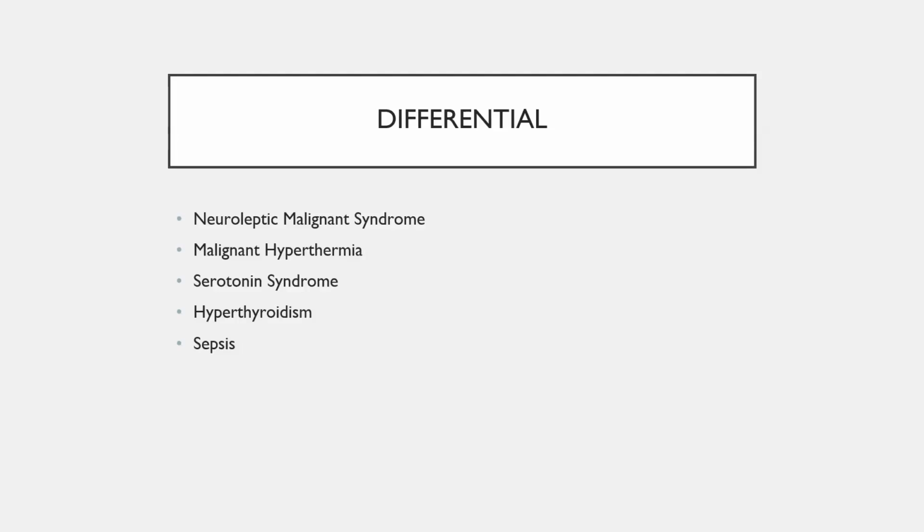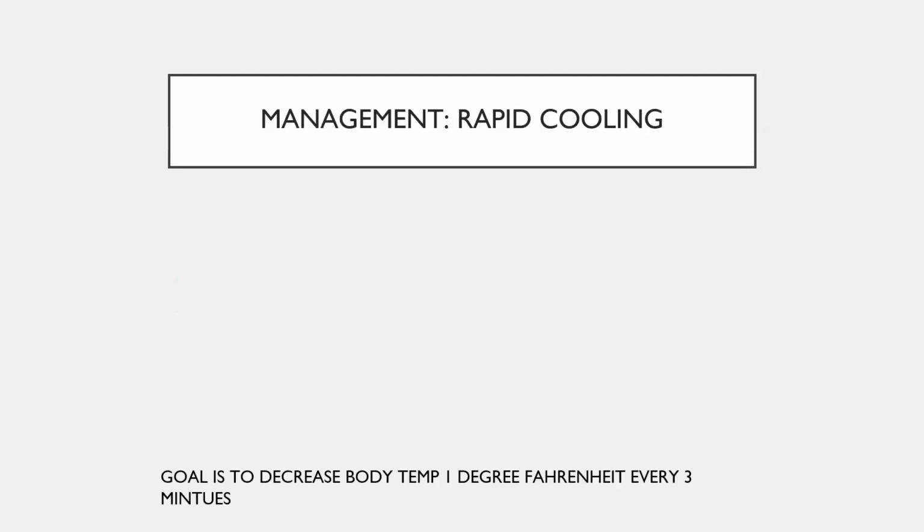So once this patient arrives to the ED, the most important thing is to cool this patient down right away, right? So the goal is to actually decrease the body temperature by 1 degree Fahrenheit every 3 minutes or 1 degree Celsius every 5 minutes. So how do you do this?